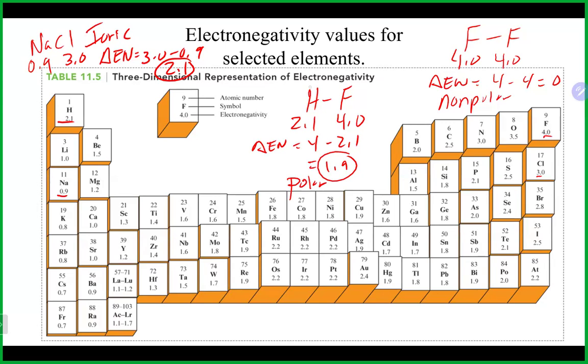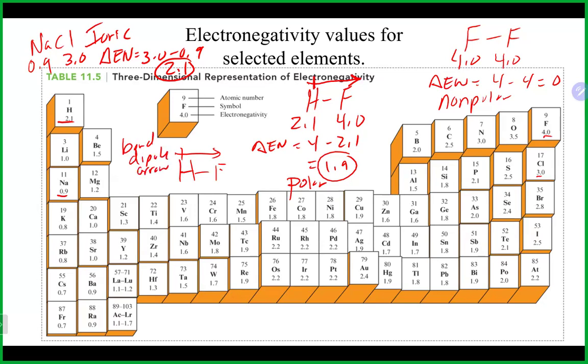This is one where we can draw our arrow pointing to the more electronegative atom. And that arrow is what is referred to as a bond dipole arrow. So I'll draw it down here. That arrow is, again, what is referred to as a bond dipole arrow.